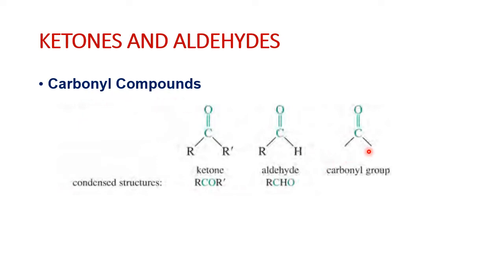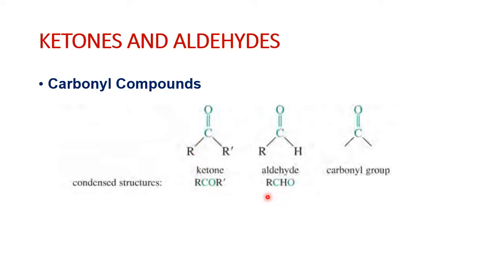We can see this carbon is making a double bond with the oxygen, and these two bonds are remaining. If on one side of the carbonyl there is at least one hydrogen, that class is called the aldehydes. And if on both sides of the carbonyl there are carbons, that is called the ketones.